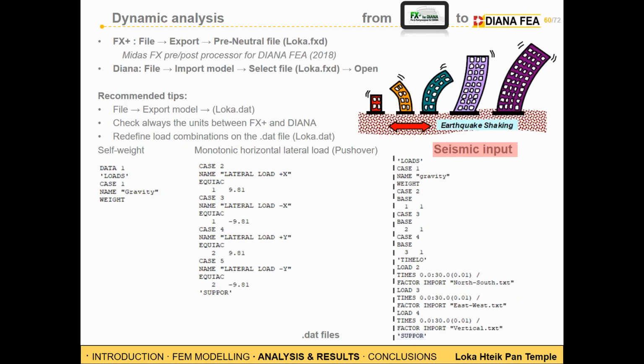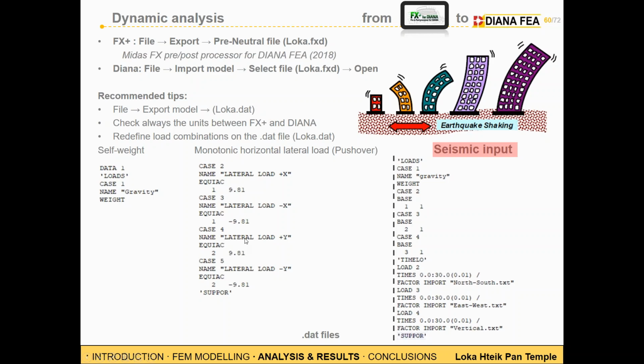Okay, having created the model in the FX Plus for Diana environment, we need to export one more file, which is the pre-neutral file, for example, I call it loca.fxt. And then we can import the file in Diana, and when it is open, we can re-export again the .dat file.